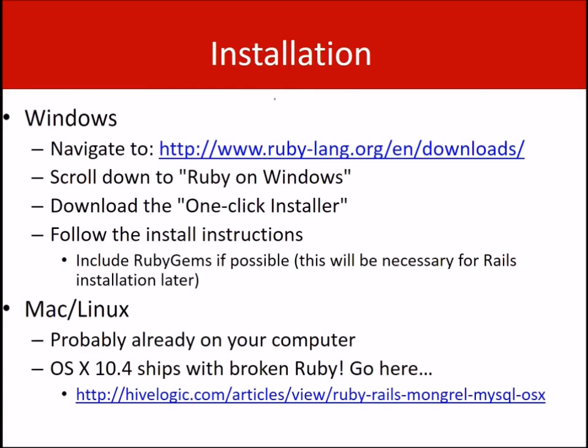There are ways of installing Ruby. If you are a Windows user or a Mac or Linux user, for Windows, just go to the download at ruby-lang.org. Scroll down and find Ruby on Windows. A one-click installer is there. Just follow the simple instructions and include RubyGems, because this will be required for Rails installation later. That is why we have Ruby and then Ruby on Rails.